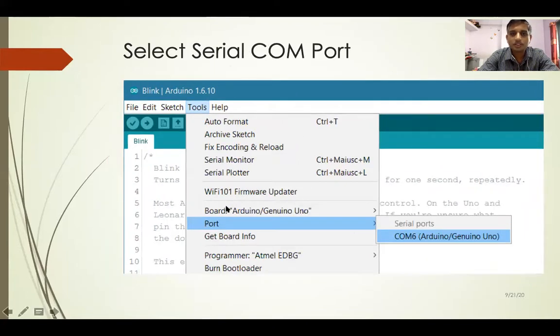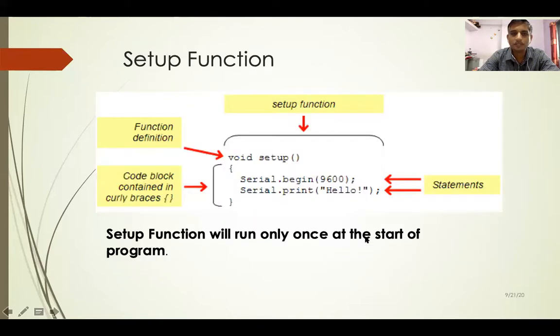The next one is the serial COM port. You have to go to the tools, port and COM6. Actually it is COM6, but depending on your connection, your computer, it might be COM3, COM4, COM20, anything COM, it can be there.